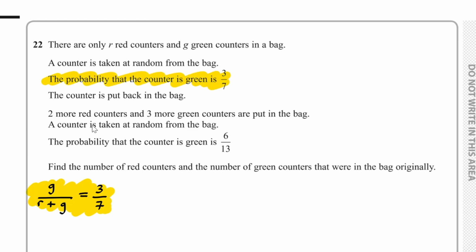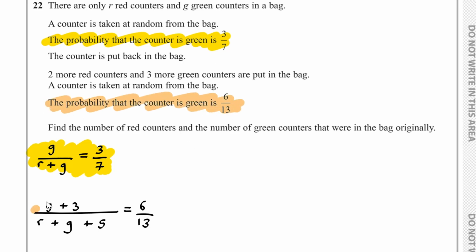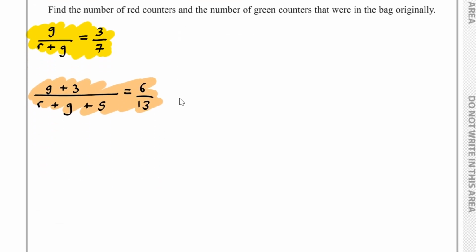And then we see that 2 more red counters are put in the bag and 3 more green counters are put in the bag. So the total this time would be R plus G plus 5. Because we've got the 2 plus the 3, which is 5. And now the probability of selecting a green, so the number of green we've got this time will be G plus 3. And all this is equal to 6/13. So this statement over here corresponds to this over here. And we have to find out the number of red and the number of green. In other words, we wish to find out what G is and what R is.